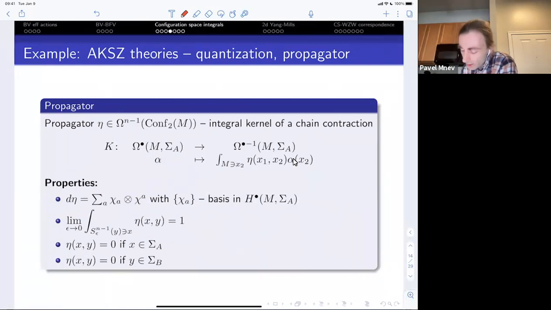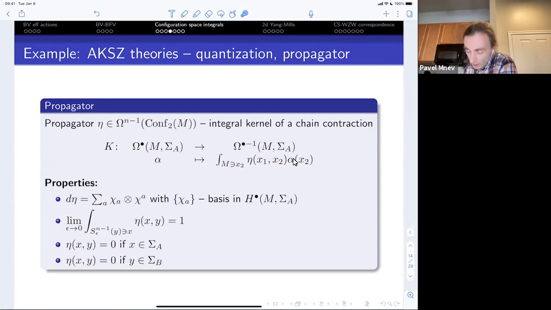A propagator is supposed to be the integral kernel of a chain contraction from differential forms vanishing on the boundary to the image of cohomology relative to the boundary. So it is an integral kernel of that linear map. And there are lots of such linear maps. There's a contractible space of such linear maps. And so there are lots of choices for a propagator.